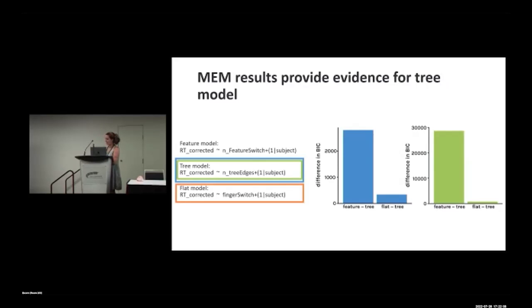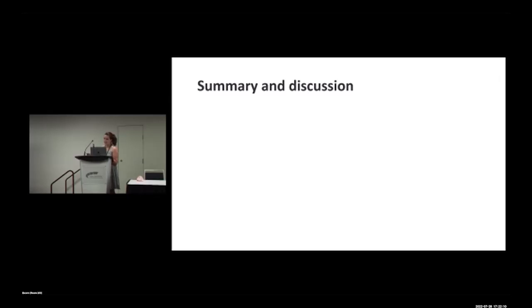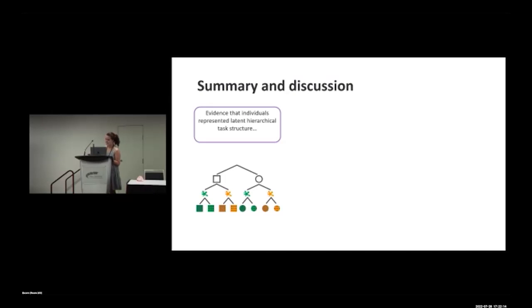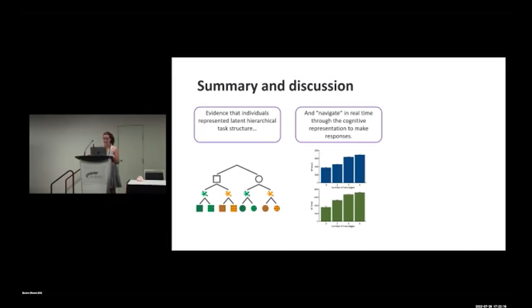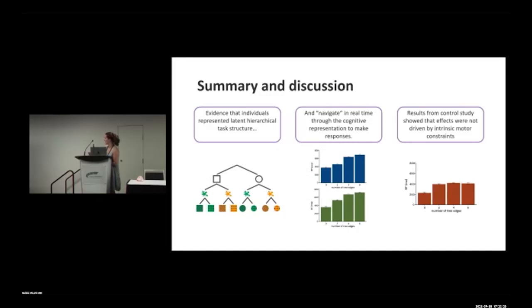All right, so overall, we found that people learned about the hierarchical structure of the task and utilized it during their task execution. Specifically, we found that the pattern of results aligns with this tree model that posits people are navigating through these hierarchical representations of the task. And our results from study 3 rule out the possibility that these results were just based on the motor hierarchy embedded within the task.